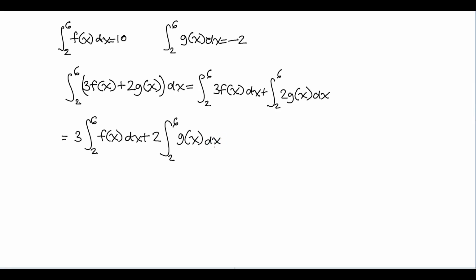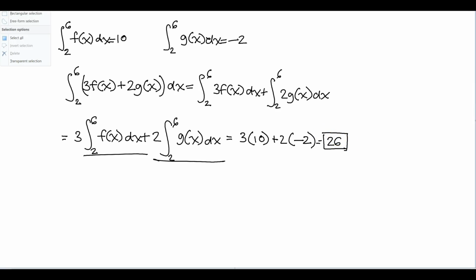Okay, so we're given these two integrals in the forms of numbers. So you can just write this as 3 times 10 plus 2 times -2. That's 30 minus 4 is 26.